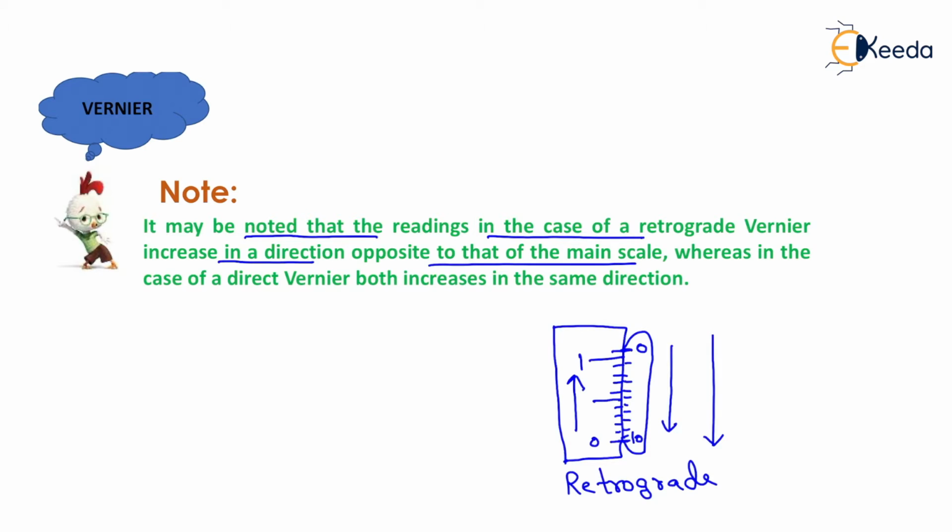Okay students, but in case of direct vernier, which is shown here like this, that is the direct vernier, here we have 0, 1, 2, 3, 4, 5, 6, 7, 8, 9 and 10, 0 to 10.